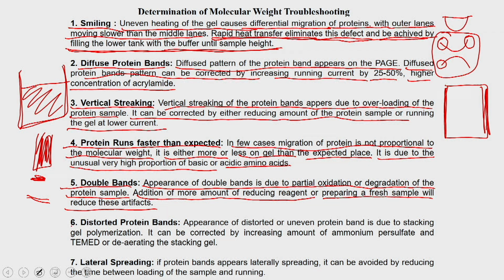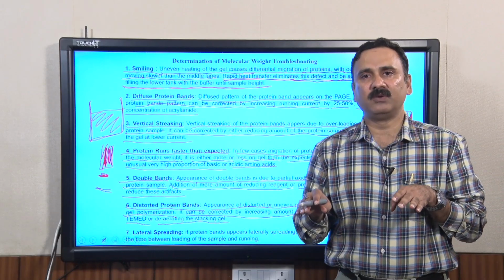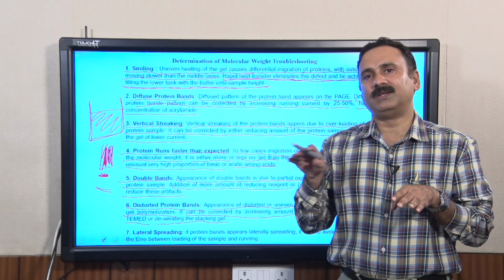Then you have the distorted protein bands. The appearance of a distorted or uneven protein band is due to poor stacking gel polymerization. It can be corrected by increasing the amount of ammonium persulfate and TEMED, or by degassing the stacking gel. Sometimes the protein forms a distorted band because, when it is resolving through the stacking gel, the polymerization is not good. So, to correct that you have to add more TEMED and APS, so that the polymerization is uniform and correct for the stacking gel.